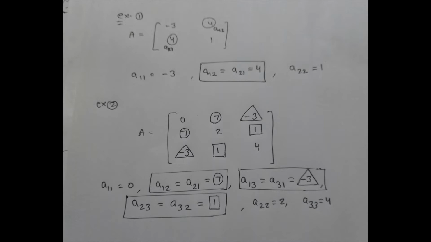In example 2, A is equal to [0, 7, -3; 7, 2, 1; -3, 1, 4]. So a11 is equal to 0, a12 equals a21 equals 7, a13 equals a31 equals -3, a23 equals a32 equals 1, a22 is equal to 2, a33 is equal to 4. For the matrix to be symmetric, aij must equal aji. So here a12 equals a21, a13 equals a31, a23 equals a32. So the matrix is symmetric here, and example 2 is a symmetric matrix.